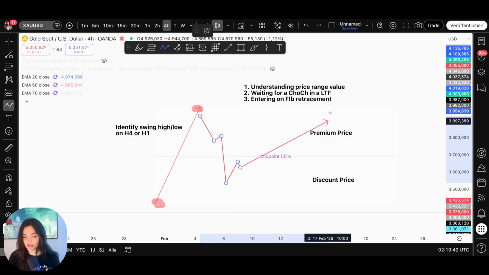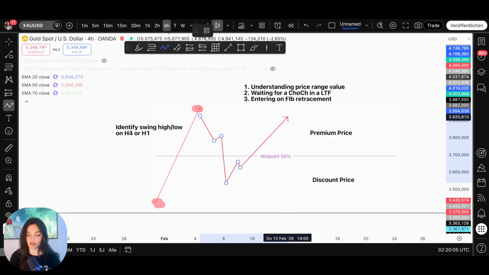When price trades in the upper half of the range, that's premium. And again, it doesn't guarantee any reversal, but it tells us that if we are looking for shorts, we prefer to sell from an expensive area rather than from somewhere here in the middle. So the higher up we go, the better our risk to reward would be if the price actually pushes toward our anticipated direction. One very important thing here is patience.